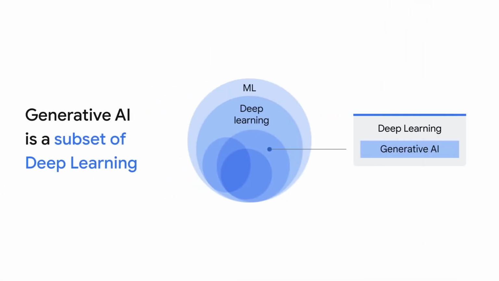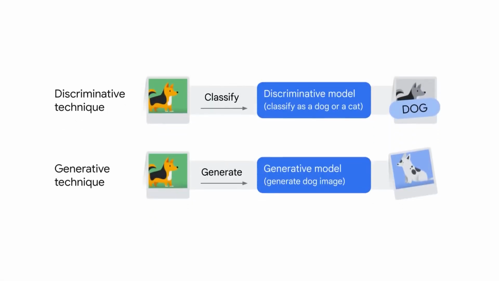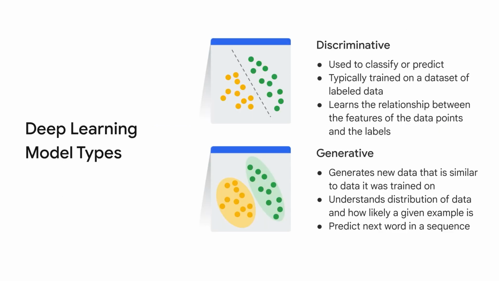But hold on, there's more to the family drama. Deep learning models, in general, can be divided into two types, generative and discriminative. Discriminative models are like the Sherlock Holmes of the AI world. They classify and predict labels for data points. Trained on a dataset of labeled points, they learn the relations between features and labels. Once trained, they can Sherlock their way through the new data, predicting labels like a pro.